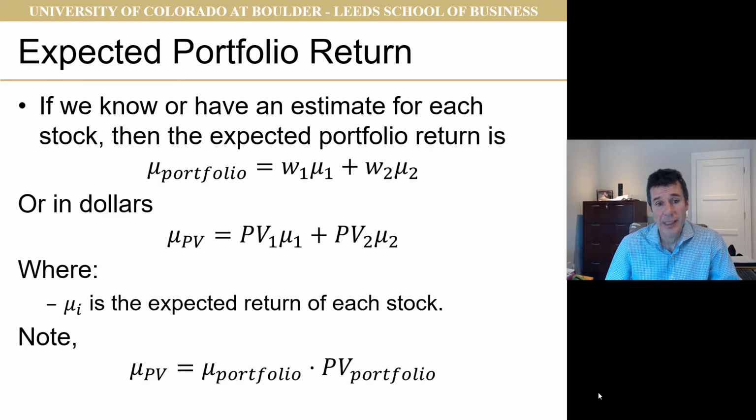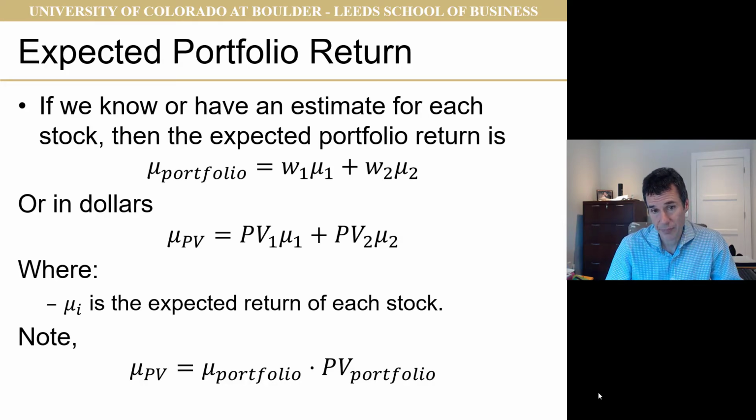One, to go back and forth between dollars and this return, we simply multiply by the present value of the portfolio. Weight 1 is equal to the present value 1, the present value of the first stock position, divided by the present value of the entire portfolio. Weight 2 is present value of the second stock, divided by the present value of the portfolio. So you can quickly see that the expected present value return, dollar return, is the expected return times the present value of the portfolio.